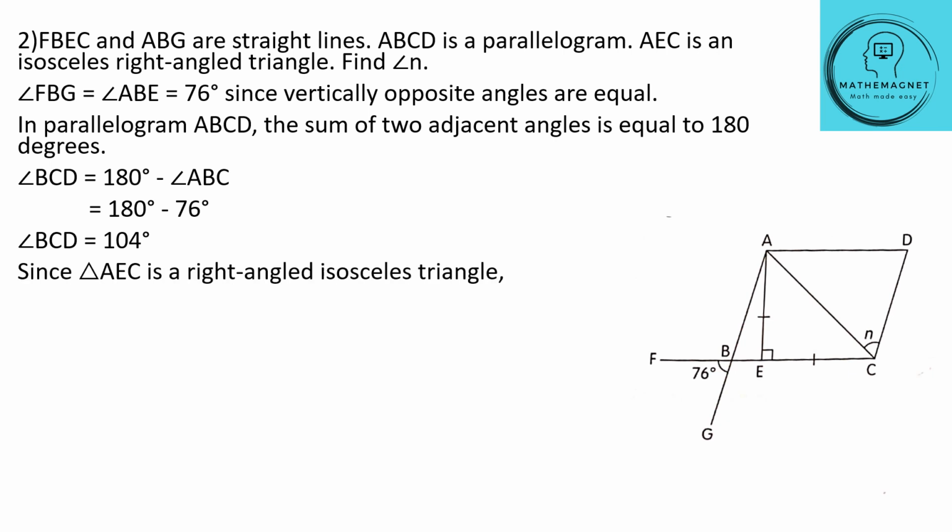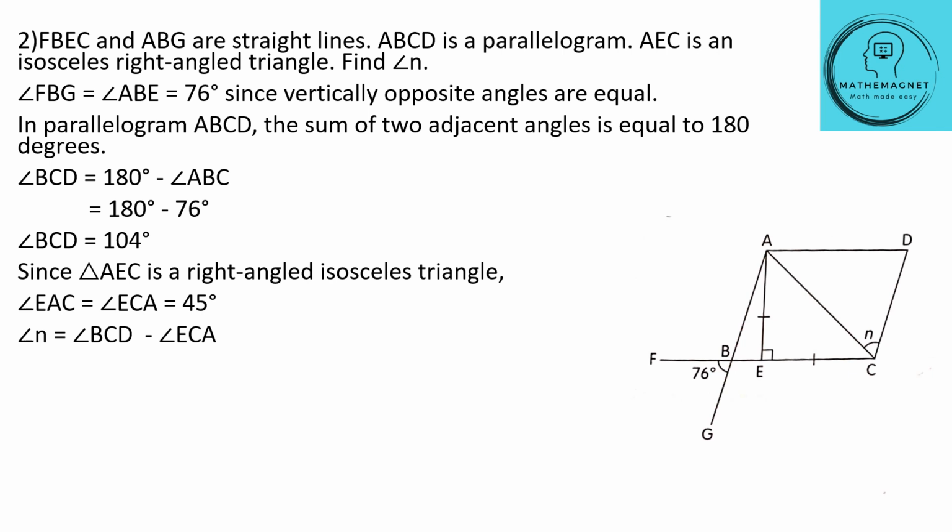Now we will consider the triangle AEC, which is a right angled isosceles triangle. We know the third angle here is a right angle, which means it's 90 degrees, and the other two angles are equal because it's an isosceles triangle. So we can find the angle by subtracting 180 minus 90, which is equal to 90. Again divided by 2 will be 45. So the two other angles will be 45.